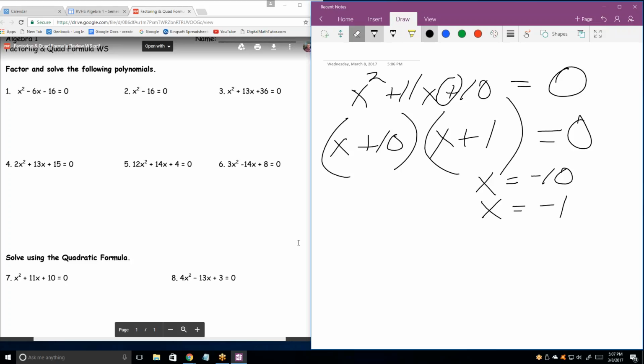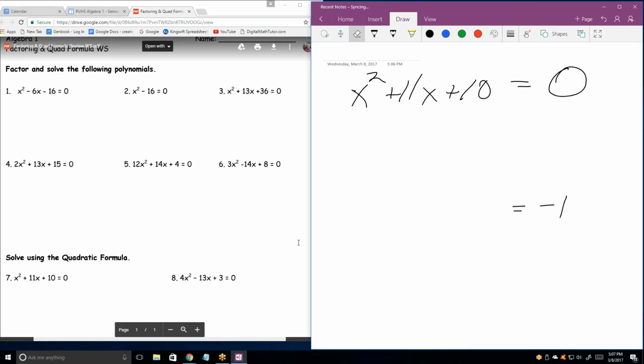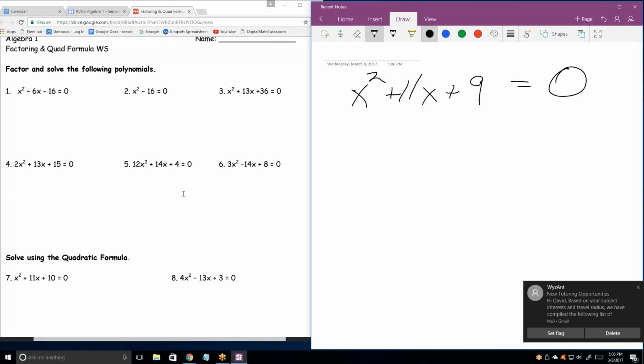However, let's talk about the quadratic formula since we can get a little ahead. They're going to introduce you to the quadratic formula very soon. Let's say that instead of a 10, that's a 9. Now, notice that there are no factors of 9 that add to 11. 9 and 1 don't, 3 and 3 don't. If you cannot factor it in the same way that we've factored everything else, then you have to use the quadratic formula.